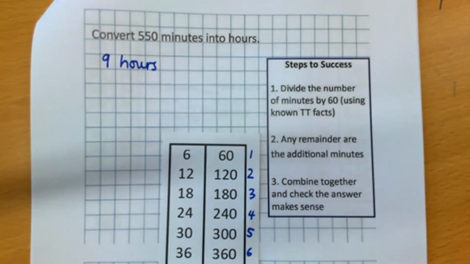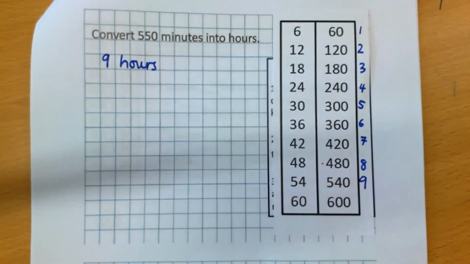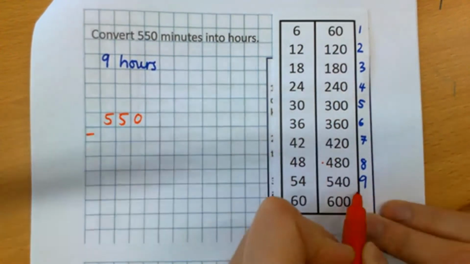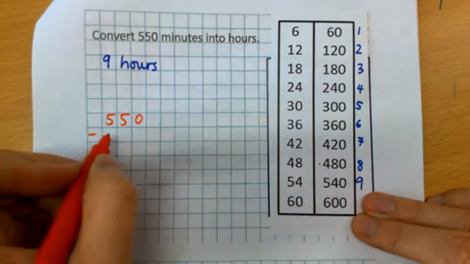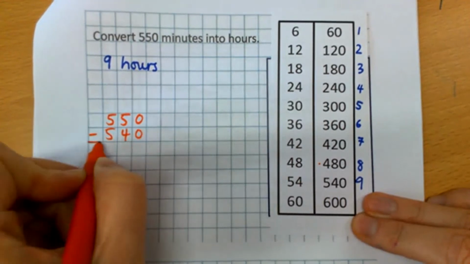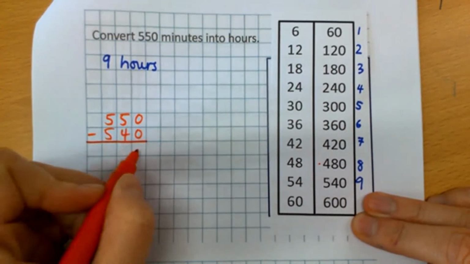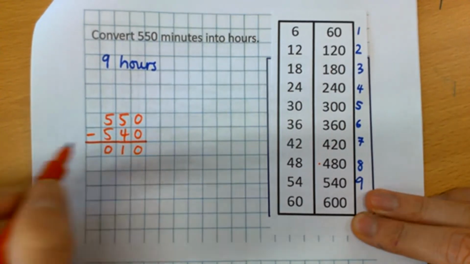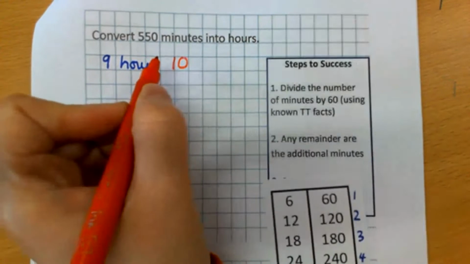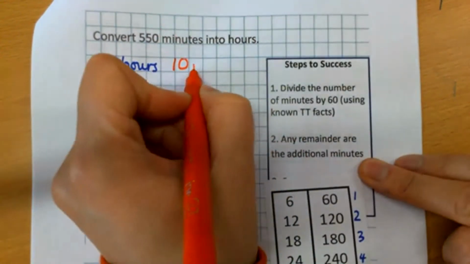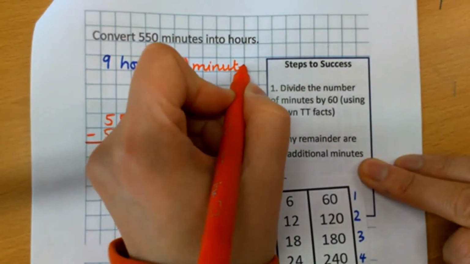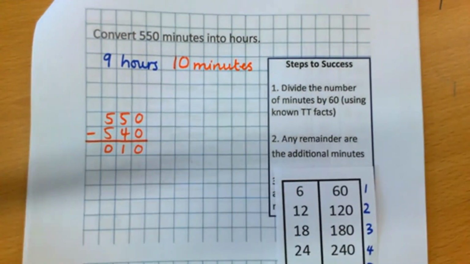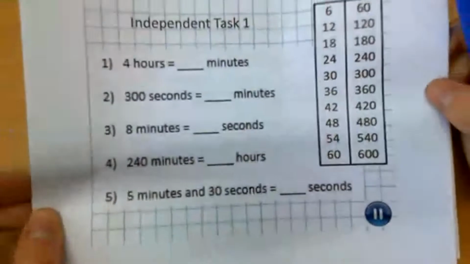And now to calculate the minutes, I need to take 550 and subtract 540. So 0 take away 0 equals 0, 5 take away 4 equals 1, and 5 take away 5 equals 0. So I know that that is 10 minutes. So the remainder are minutes. Great.